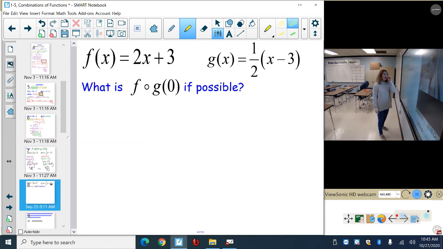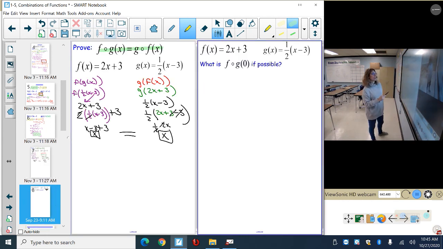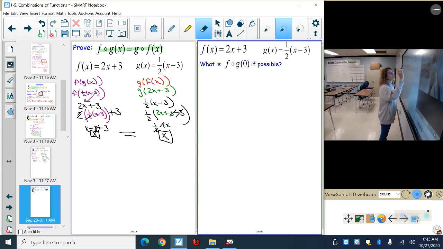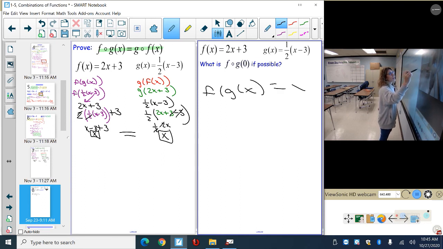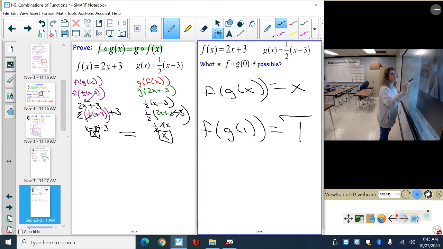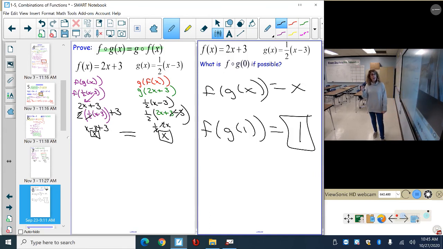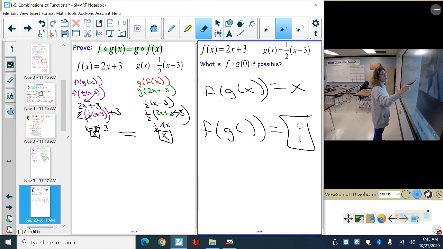Okay? Now, what is f of g at 0? Well, that's a funny concept because guess what? It's the same two functions. And I already know that f of g of x is equal to x. So f of g of 0 is just going to be 0 because I'm plugging in 0 for x. I just plugged in the wrong number, sorry.